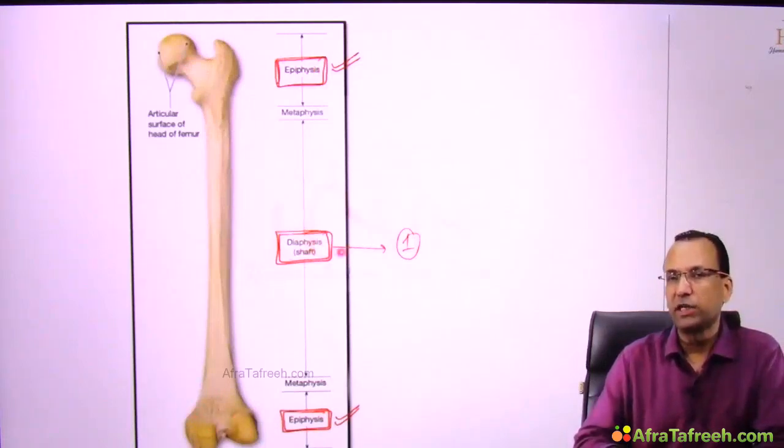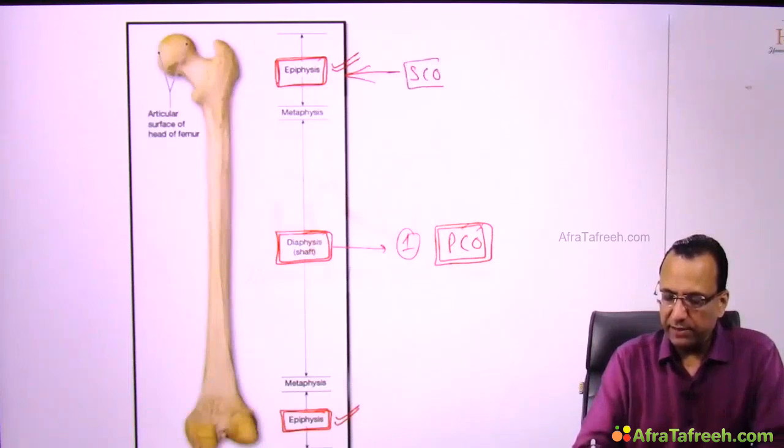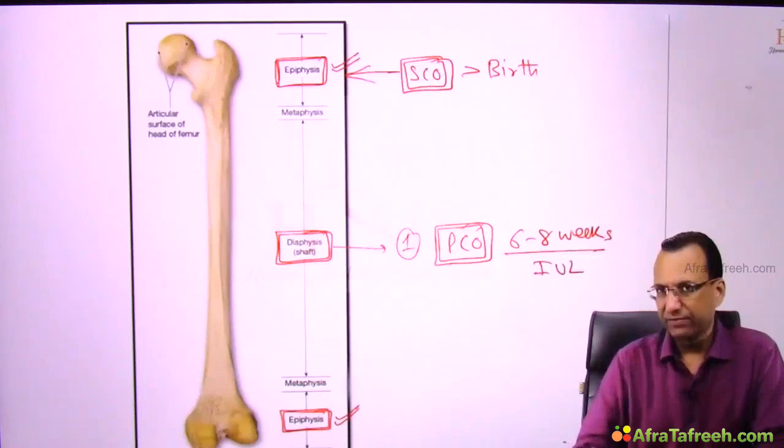Diaphysis embryologically will come from the primary center of ossification, whereas the epiphysis comes from the secondary center of ossification, which usually appears after birth, whereas the primary appears in the 6 to 8 weeks of intrauterine life.